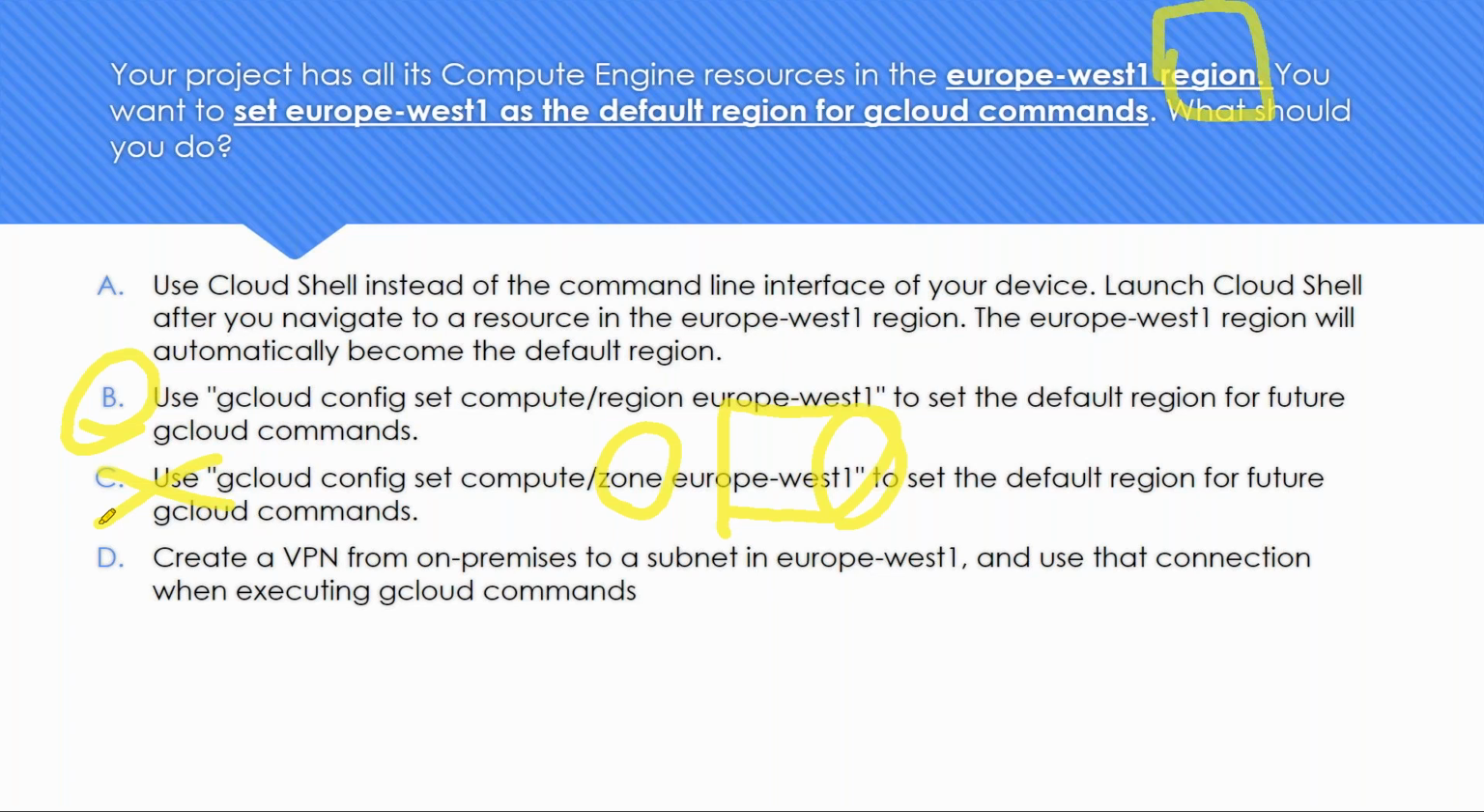And the last option is going to be an overkill. Use VPN from on-premise to a subnet and set the connection when you're executing it. So just to set a zone, you want a VPN and all. Overkill, I would say. So option B is the right answer.